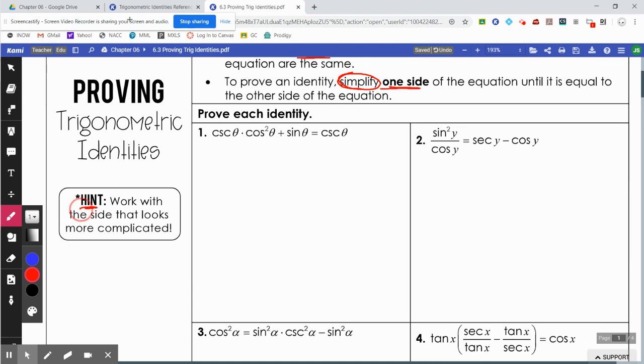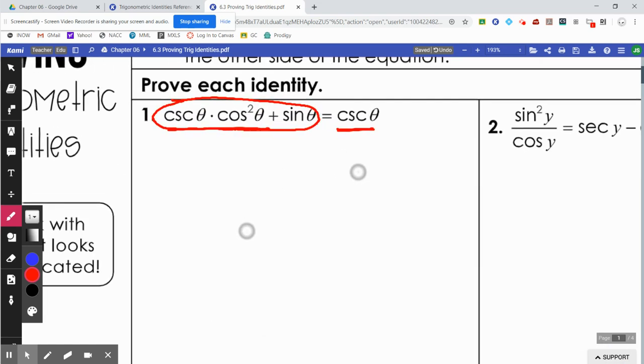It gives us a hint over here. It said work with a side that looks more complicated. So pretty much we're simply doing the exact same thing we did in the last video. We're going to take the complicated side and we're going to simplify it into this. So it pretty much is telling you the answer. We're wanting to make this side turn into the cosecant of theta to prove the identity.